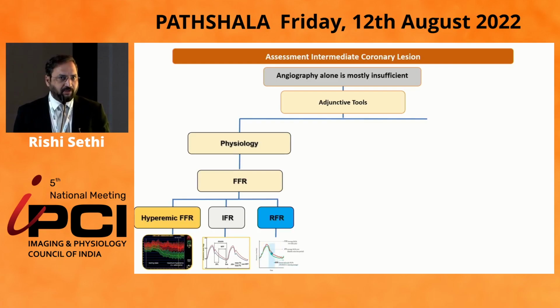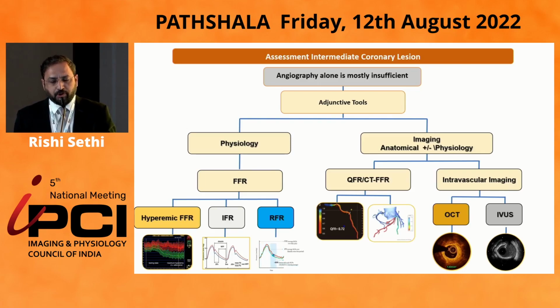We can use tools like physiology, with FFR being the gold standard, and we can also use imaging, which gives us anatomical diagnosis. And we are here to answer the question: can we use this anatomical data in some way to give some idea about physiology in a way that is equivalent to FFR?